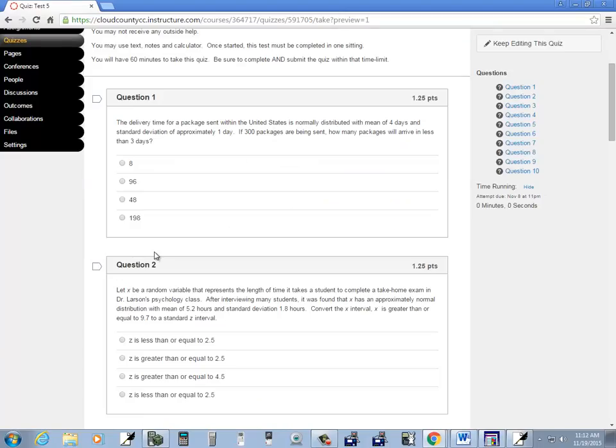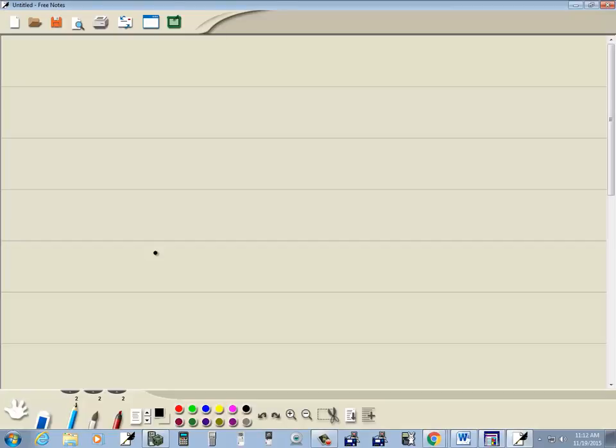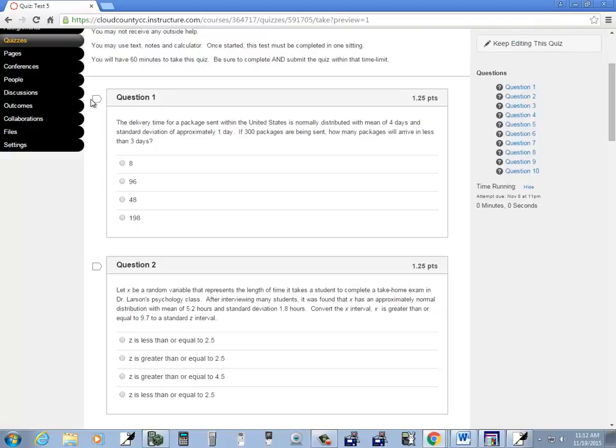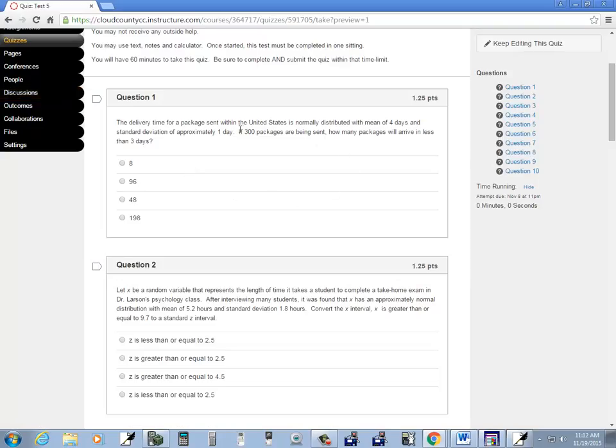Okay, so the delivery time for a package sent within the United States is normally distributed with a mean of 4. So mean is 4, and a standard deviation of approximately 1 day. So sigma is 1. Now the reason I say mu and sigma is because nowhere does it refer to a sample, so it has to be those. If 300 packages are being sent, how many packages will arrive in less than 3 days?